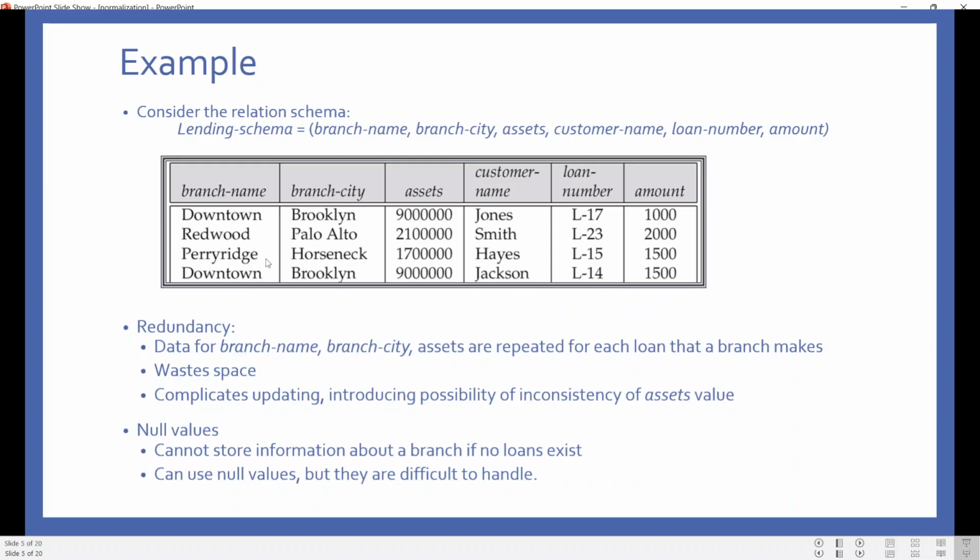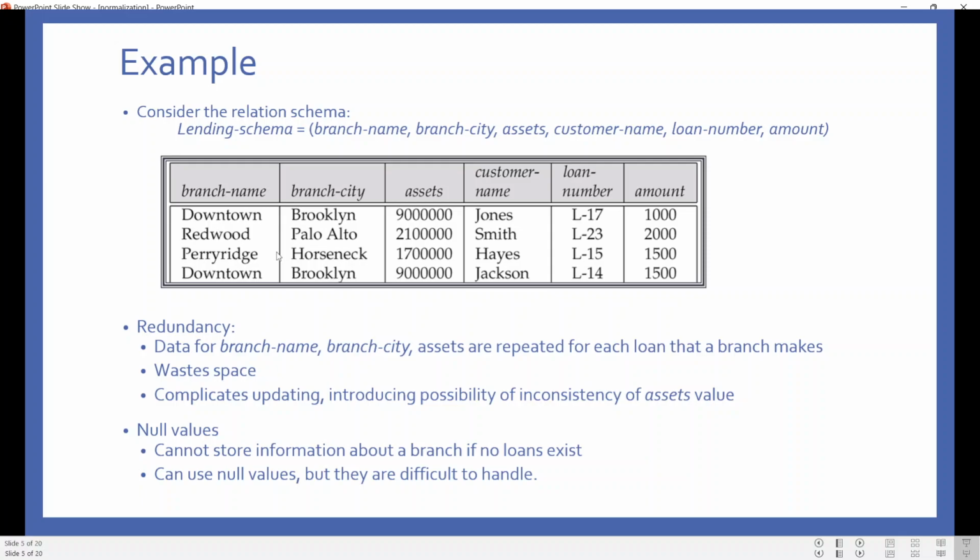When we talk about deletion anomaly, suppose I'm deleting, for example, this Redwood, Palo Alto tuple, removing the customer name Smith and the loan. If I remove this tuple, the branch name and the branch city get deleted along with the complete tuple. Then you won't be getting the information about that particular branch name. This is called a deletion anomaly.